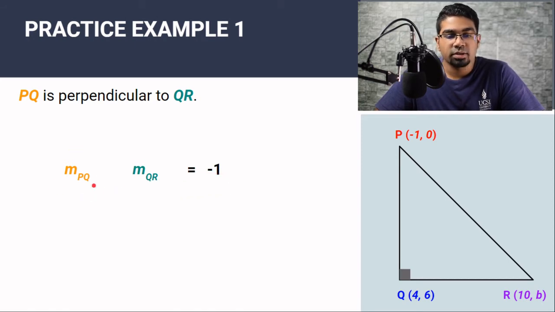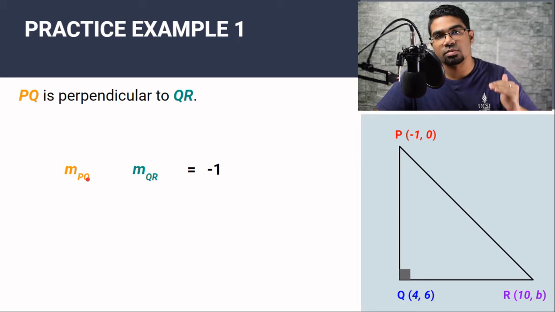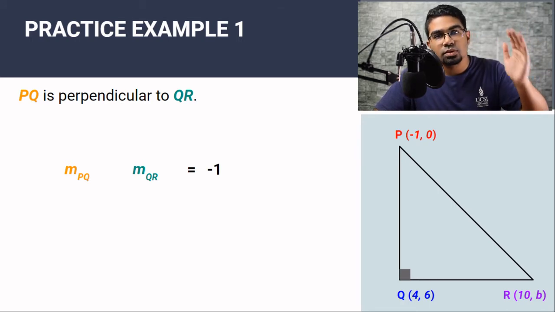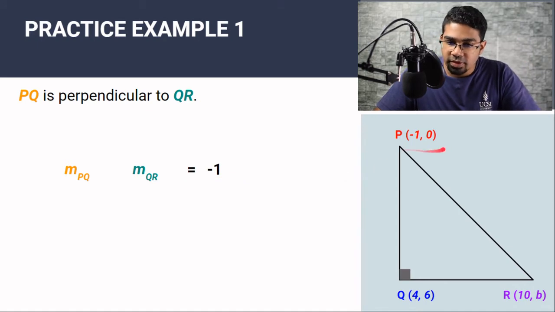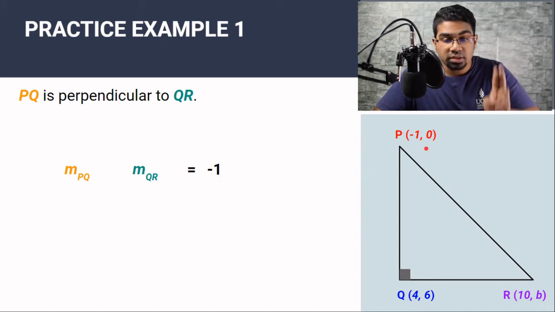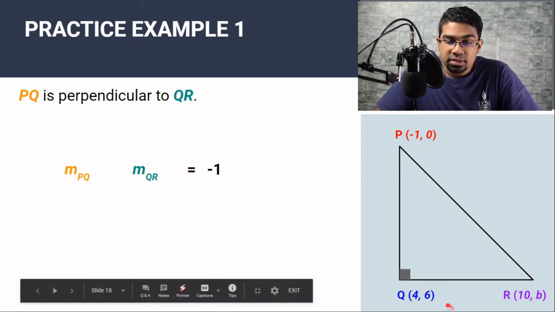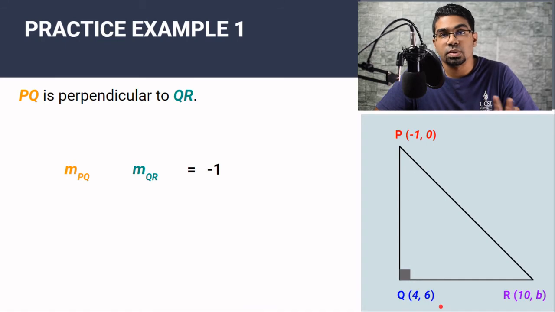And how do we find the gradient of PQ? Remember, y2 minus y1 over x2 minus x1. And in this case, it doesn't matter which you choose as y2, which you choose as y1, as long as the corresponding x is the same. That means if we have chosen P to be the 2 points, so if we say y2 is 0, then x2 must be -1. If we say y2 is 6, then x2 must be 4. As long as you maintain the pair of coordinates, it doesn't matter which is 2, which is 1.